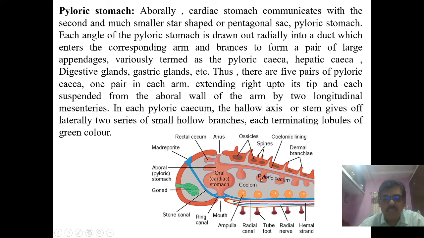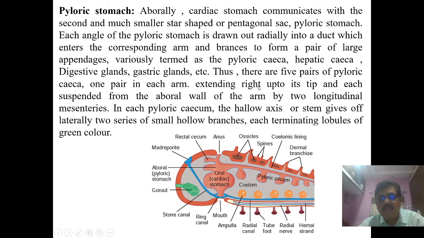And these pyloric ceca are supposed to secrete what? The enzymes which are helpful for the digestion. Thus, there are five pairs of pyloric ceca, one pair in each arm. Like this, in each arm there will be a pair of pyloric ceca, and therefore five pairs of pyloric ceca will be there.